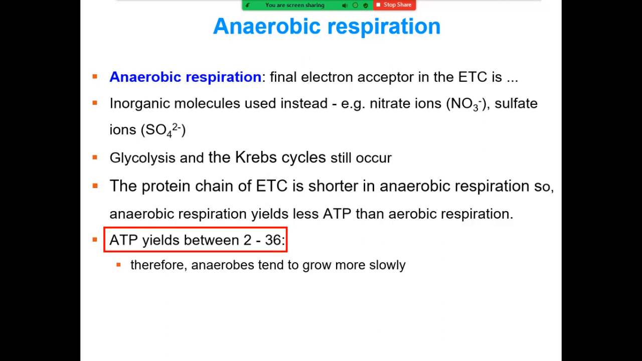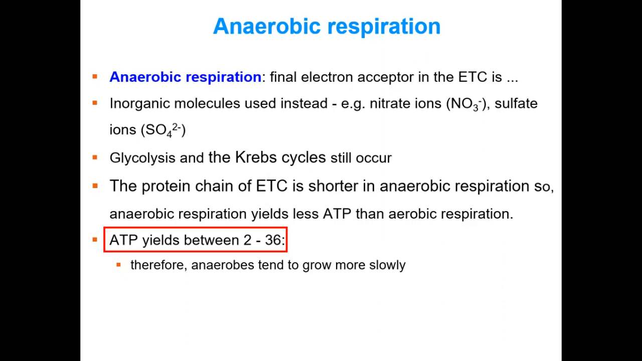Generally speaking, in anaerobic respiration, we do have glycolysis and the Krebs cycle. They do occur, and there is an electron transport chain, but the electron transport chain of anaerobic respiration is shorter than in aerobic respiration, and therefore the yield of ATP is less. It depends on which form of anaerobic respiration we're talking about how much ATP we generate, but it will always be between 2 ATP and 36 ATP.